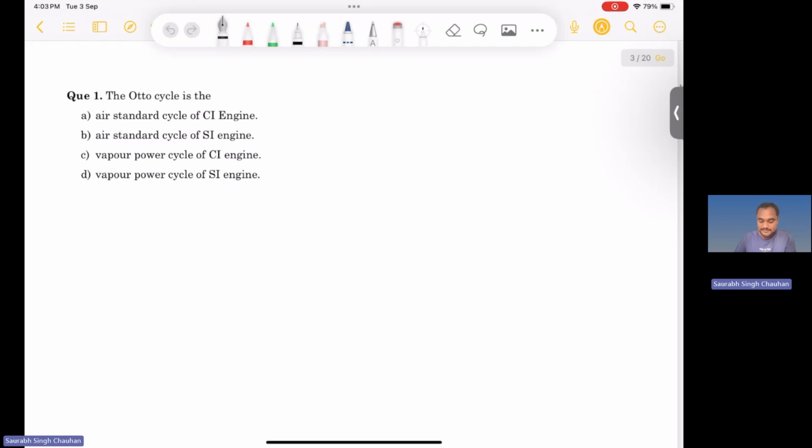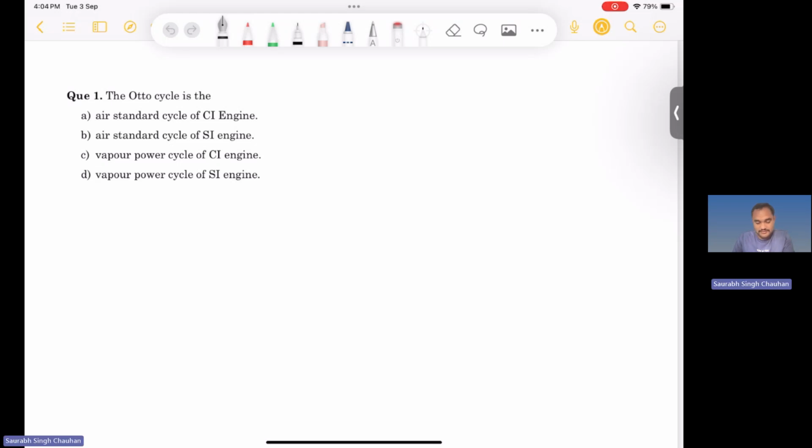So let us begin with our first question. Question number one says: the Otto cycle is the air standard cycle of CI engine, air standard cycle of SI engine, or vapor power cycle of CI engine, or power cycle of SI engine. So I hope you can easily answer this question.